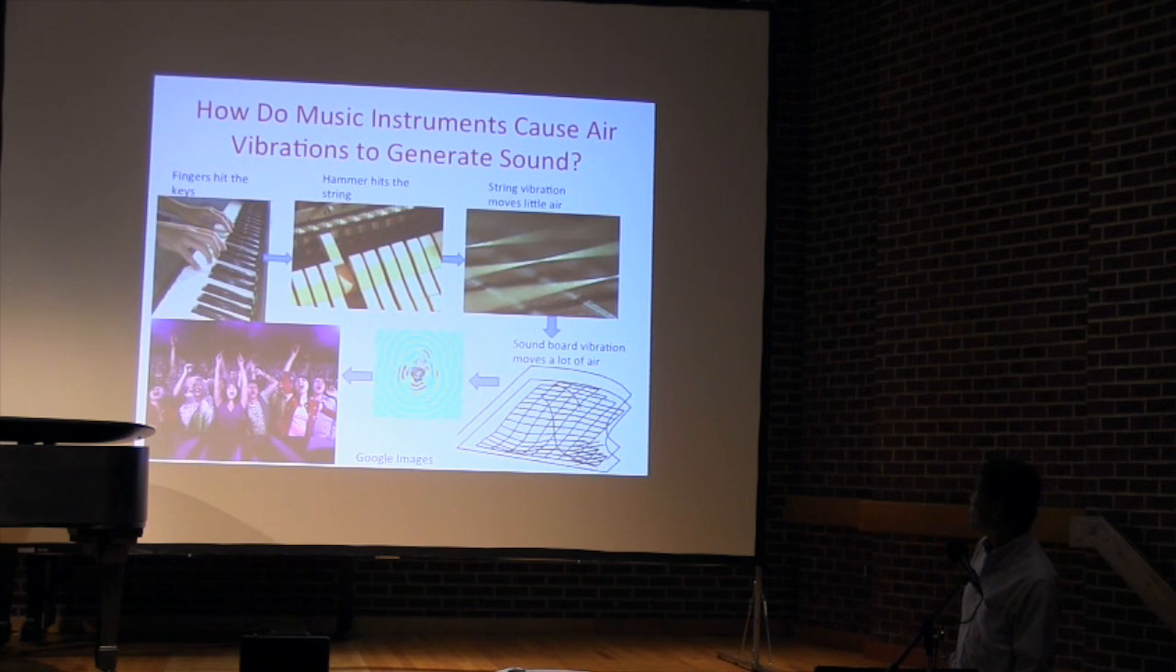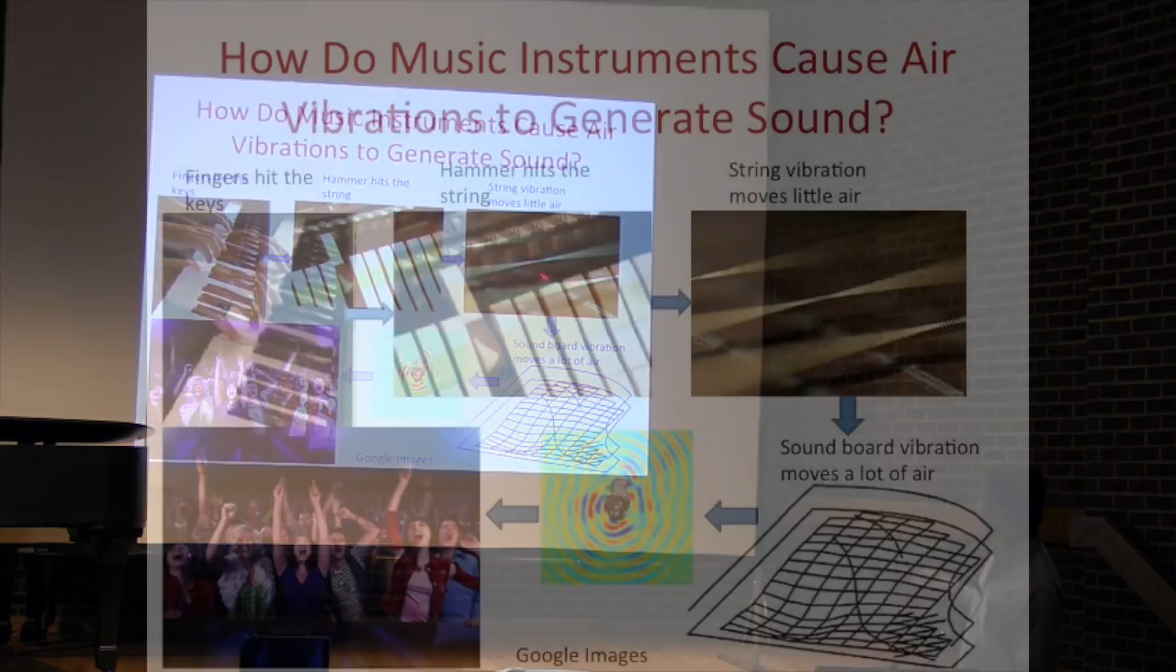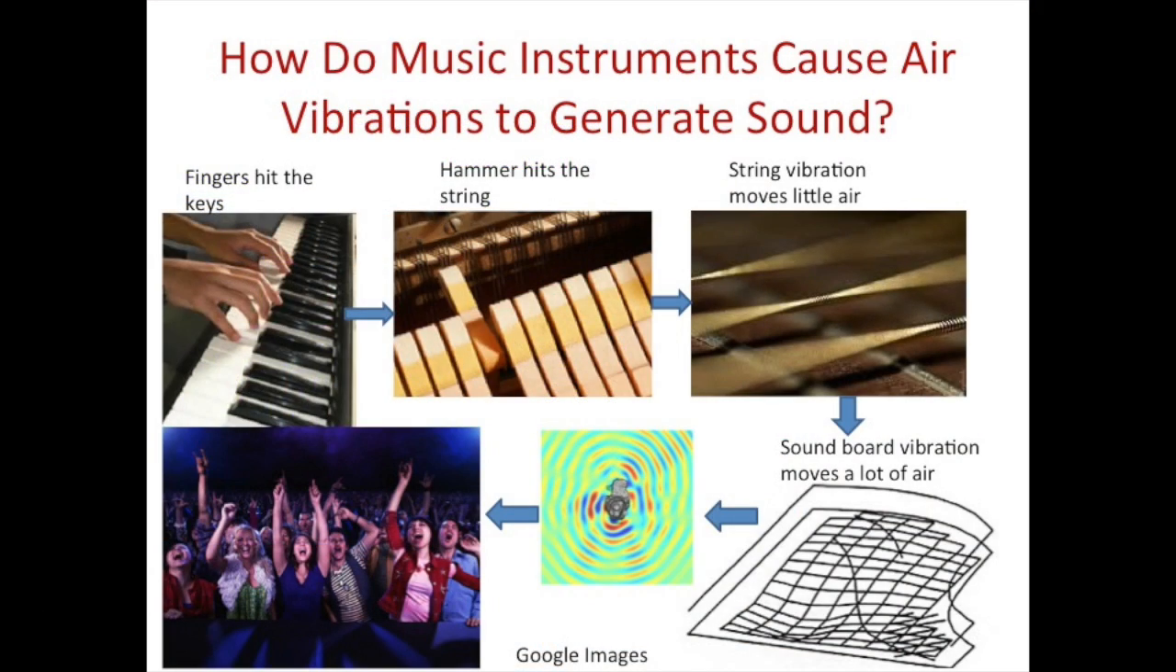So when we make music with piano, you see the key, and then the hammer hit the string, and then you see the string was vibrating. But when the string is vibrating, the string is too thin to move too much air. So we need a soundboard, and that soundboard moves a lot more air, and then you get a big sound.